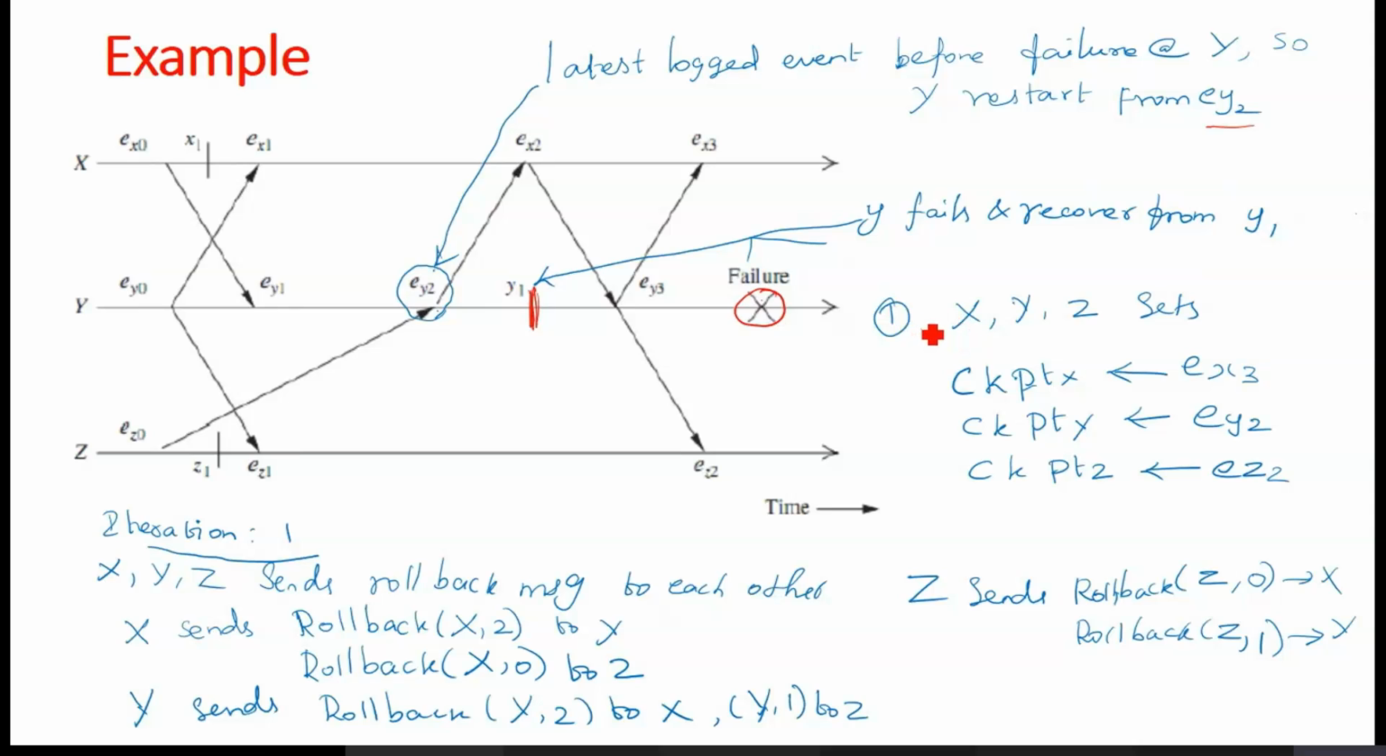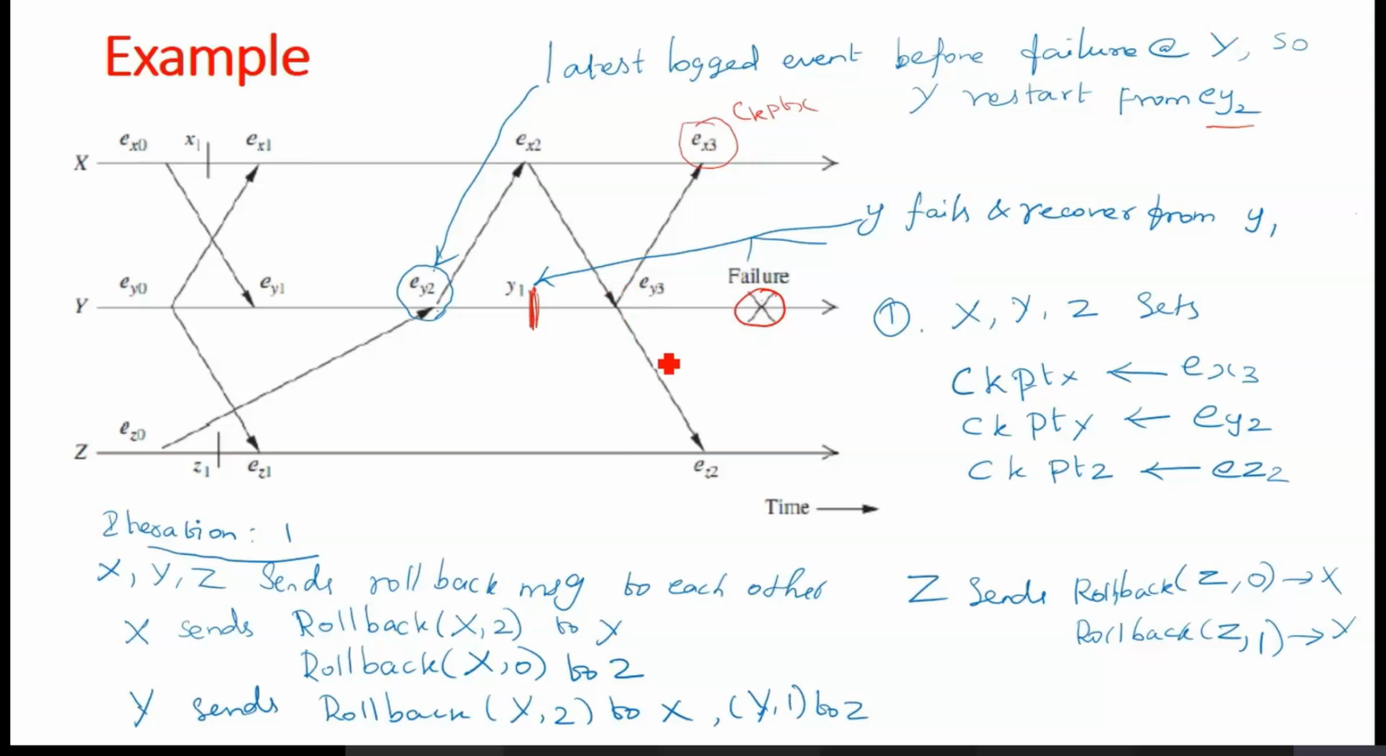Now, as per our algorithm, the checkpoints have to be set, no? X, Y, Z are setting CKPTX as EX3 because X does not fail, right? While the algorithm asks for taking a checkpoint, which one is the latest event at X here? So this may be the checkpoint of CKPTX.